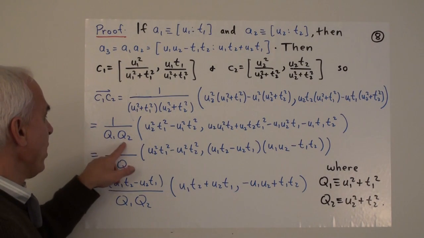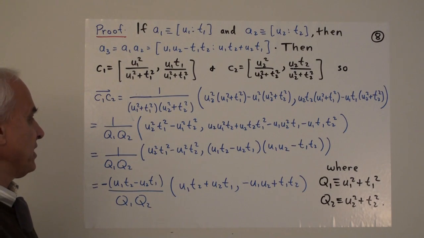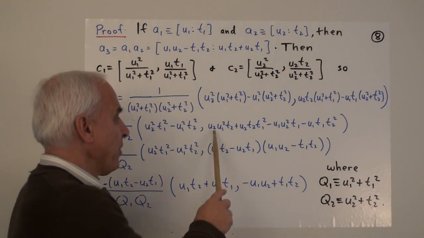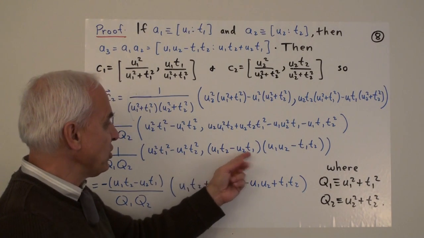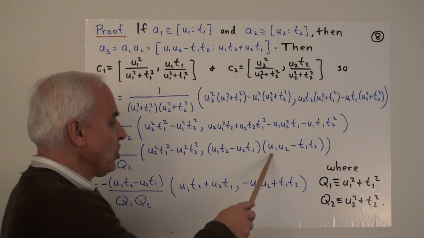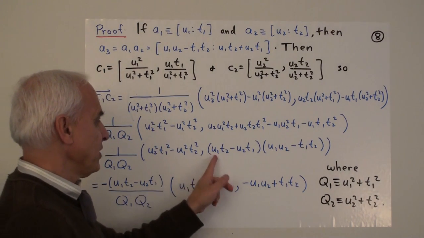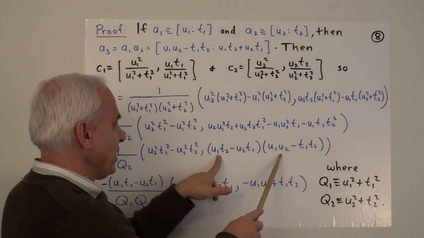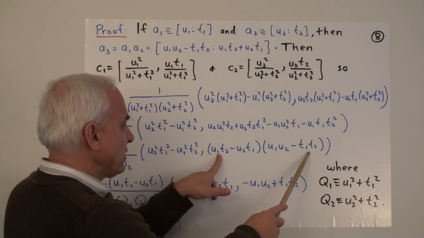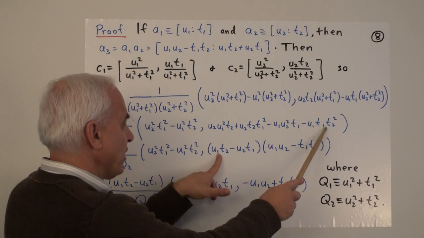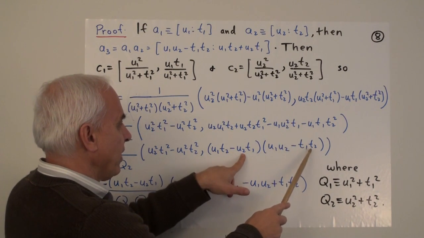And I've introduced Q1 and Q2 for these two factors, just to make things a little bit simpler. And then one observes that this quantity here is actually the product of U1 T2 minus U2 T1 times U1 U2 minus T1 T2. Right, so this one times this one is that term. This one times this one is that term. This one times this one is that term. And this one times this one is that term.